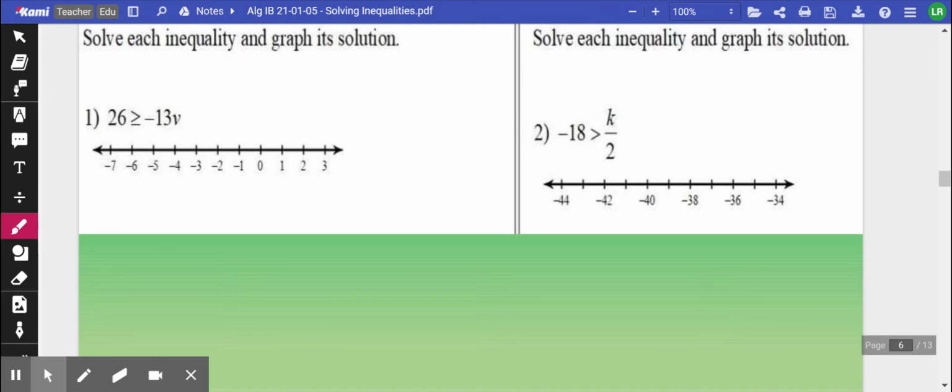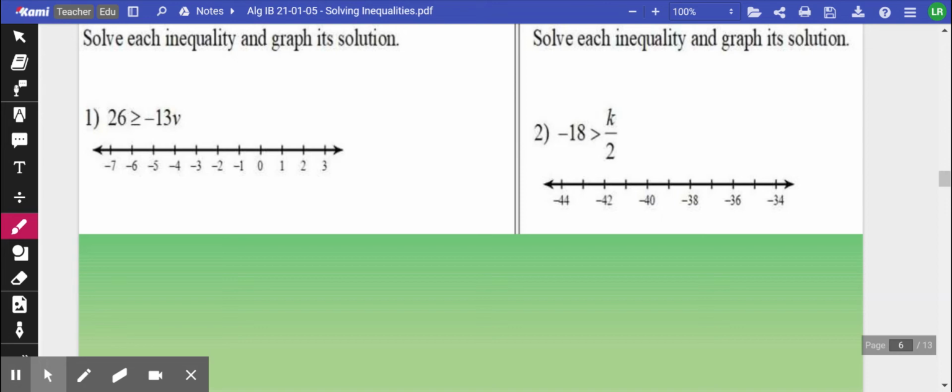Okay, all of these have the exact same instructions. So one time, just put the instructions: solve each inequality and graph its solution. Every single one's going to be the same way. Now, regardless of what happens throughout the problem, I want us to be in the habit of writing our final solution with the variable on the left.